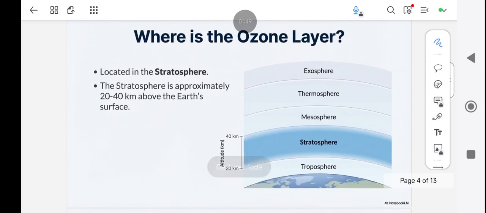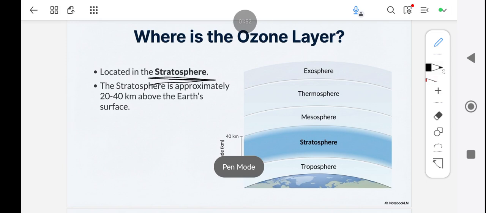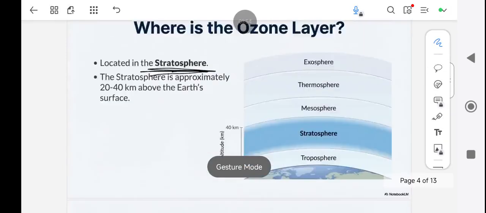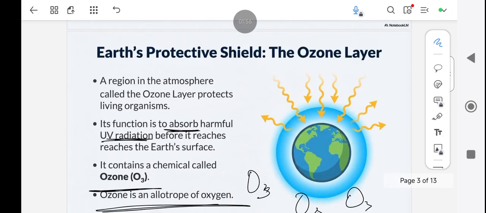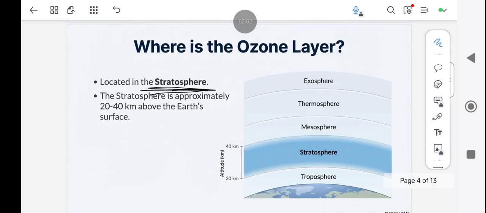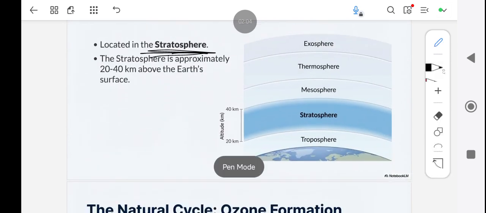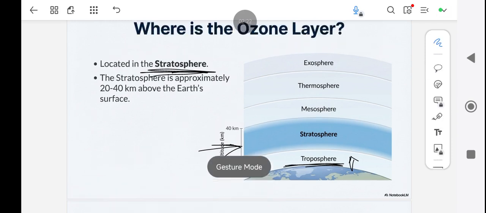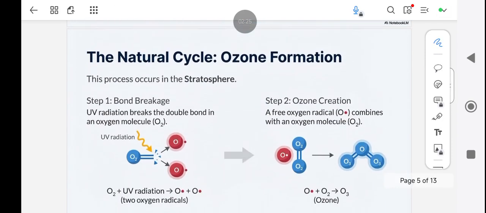So where is the ozone layer? The ozone layer is located in the stratosphere. Keep this in mind: the layer that has the greatest volume of ozone is the stratosphere. And the stratosphere is just one level above the earth. We have the troposphere. The troposphere is where helicopters and aeroplanes fly. The stratosphere is the level that protects the earth. Why? Because it has the most volume of the ozone layer.